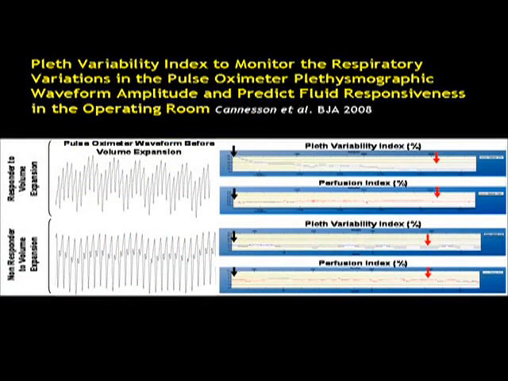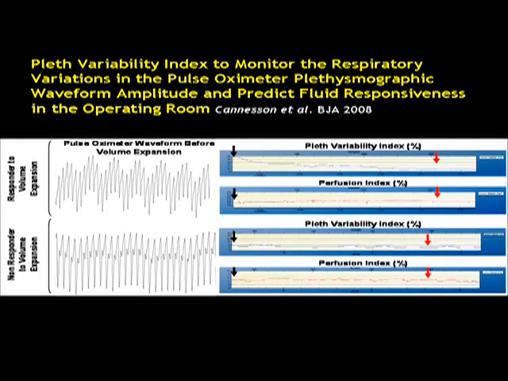So we conducted some studies on this parameter, and other groups did the same. This was the first study we did. We studied patients in the operating room, mechanically ventilated patients. We performed volume expansion. We monitored cardiac output before and after volume expansion.